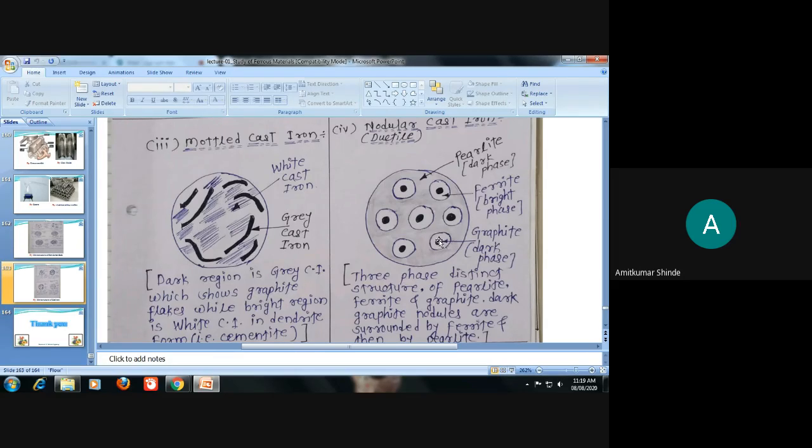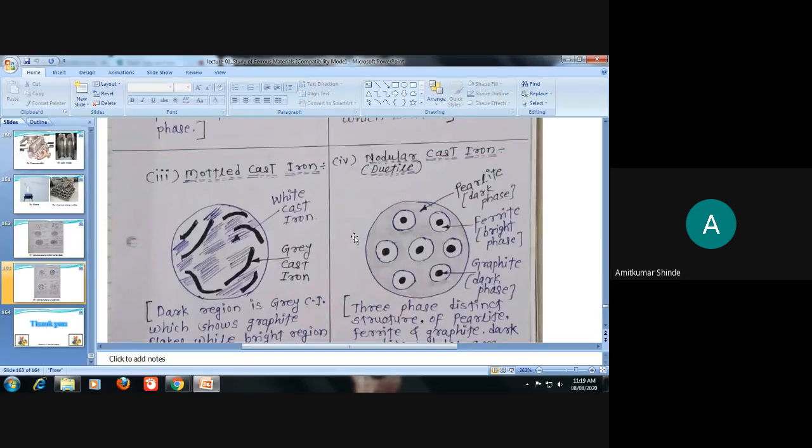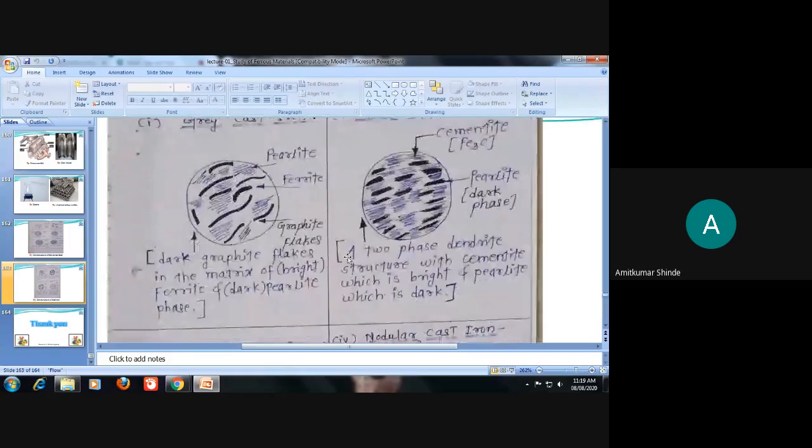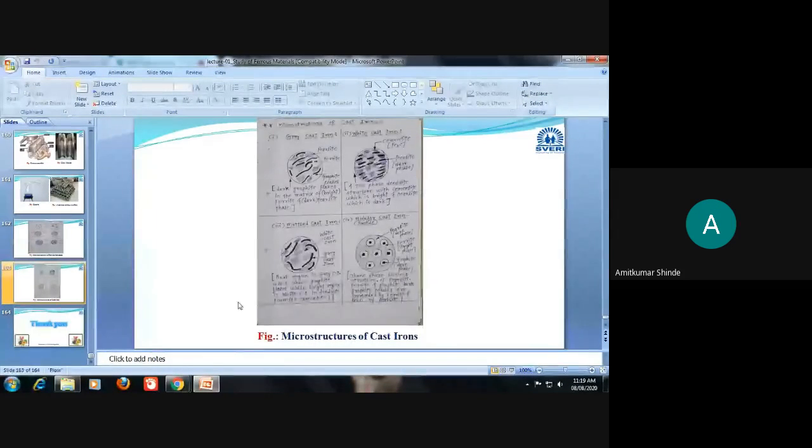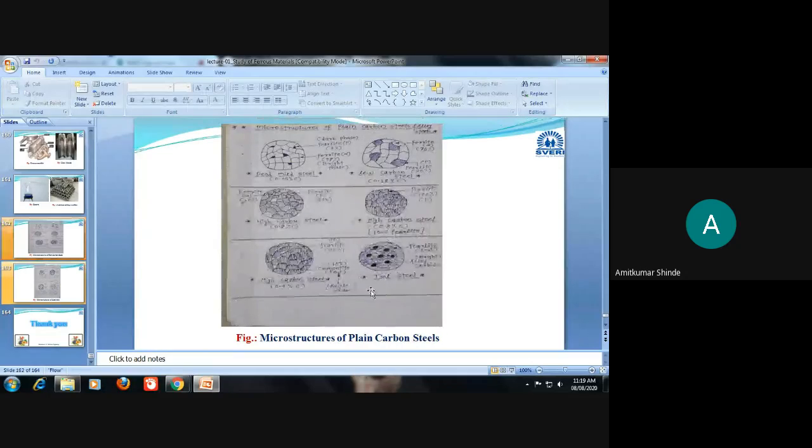The main phase is the nodule. Graphite is present in nodular or spherical form. That's why it is termed nodular cast iron, also known as SGCI, spheroidal graphite cast iron. Spheroidal means spherical graphite. Okay, this is the microstructure of nodular cast iron. So in this way we have discussed the microstructure of these four types of cast irons. Now after this, we will discuss the microstructures of some types of steels.